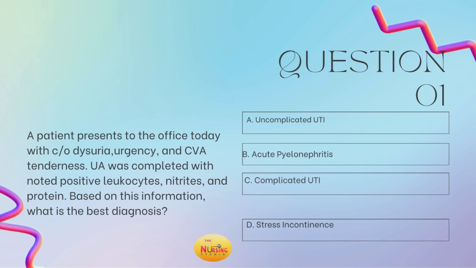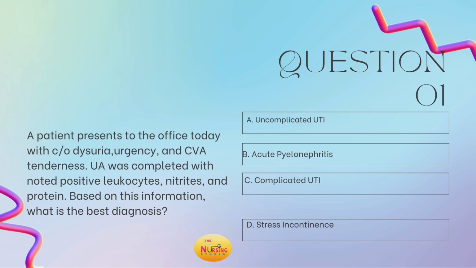Question number 1 states, a patient presents to the office today with complaints of dysuria, urgency, and CVA tenderness. A urinalysis was completed with noted positive leukocytes, nitrites, and protein. Based on this information, what is the best diagnosis? Is it A, uncomplicated UTI, B, acute pyelonephritis, C, complicated UTI, or D, stress incontinence? Take a moment and tell me what you got in the comments, you guys.